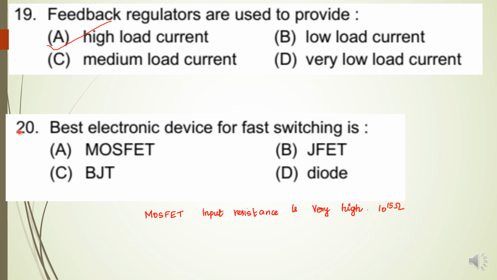Next, 20. The best electronic device for fast switching is: MOSFET, JFET, BJT, or diode. Here, in the MOSFET, the input resistance is very high, that is 10 power 15 ohm, and this acts as a fast switching device.